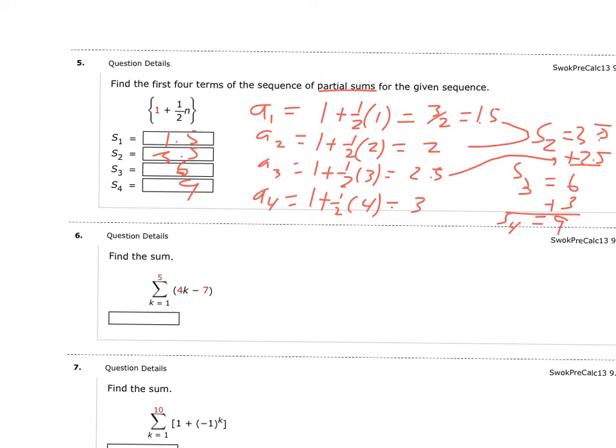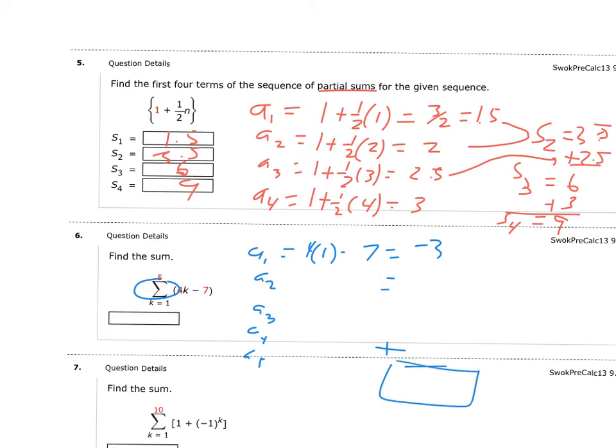All right, question 6 here. I need to find a sub 1, which would be 4 times 1 minus 7. That's negative 3. And I need to find a sub 2, a sub 3, a sub 4, and a sub 5. Once I get all of those, and I'm not going to do it here, you just add up all the results, since that's what the sigma means, is add them all up and get your final answer down here. So it should be the sum of all of those terms.